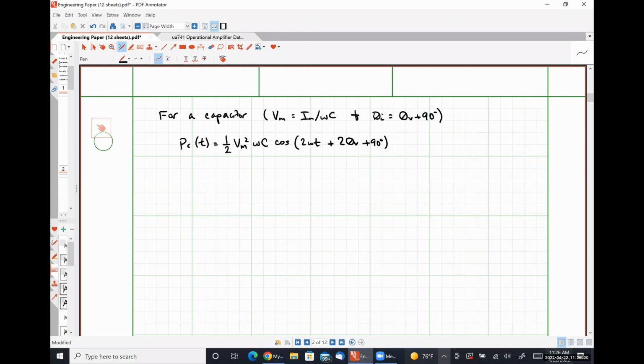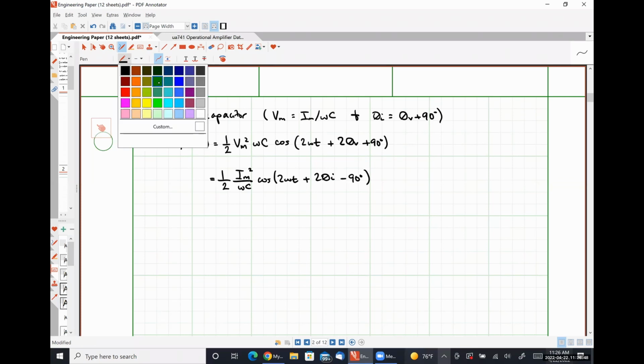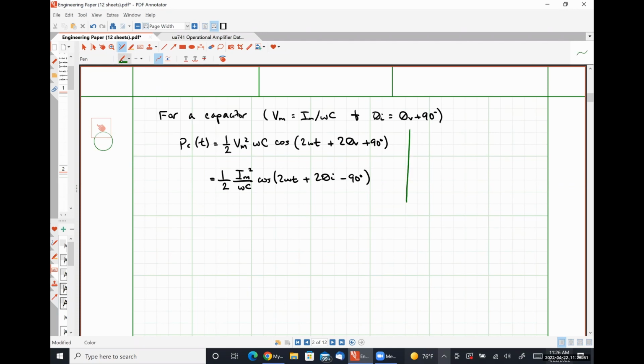So that's our instantaneous power only in terms of our voltage. In terms of our current, it's going to look like 1/2 Im squared over omega C times the cosine of twice omega t plus twice theta I minus 90 degrees. And PC average is again 0.